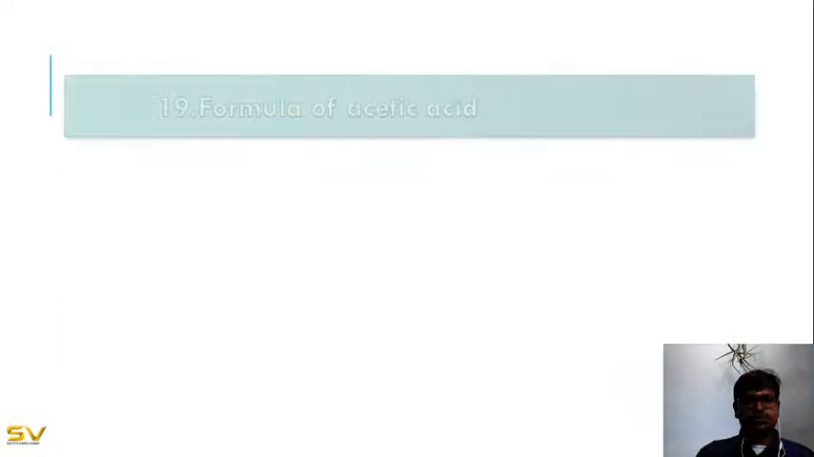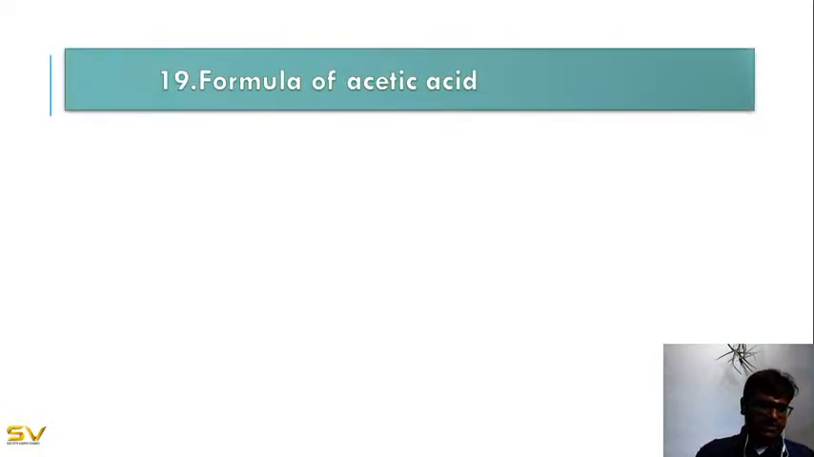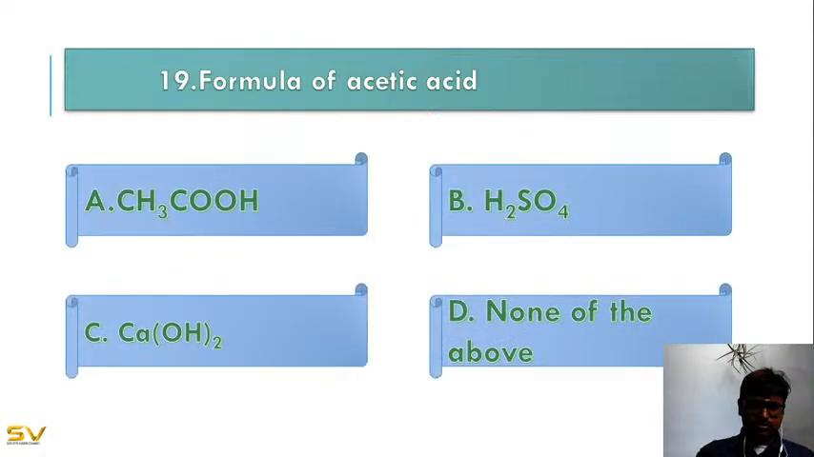Now coming to the next question, formula of acetic acid. What is the formula for acetic acid? So it's CH3COOH, H2SO4, CaOH twice, none of the above. So those who listened carefully, the 18th one, you are able to answer this 19th one. I just revealed the answer there itself. So it's A, CH3COOH, it's B, H2SO4, it's C, CaOH twice, or it's D, none of the above.